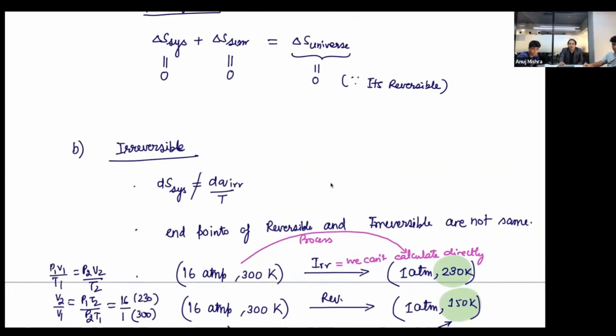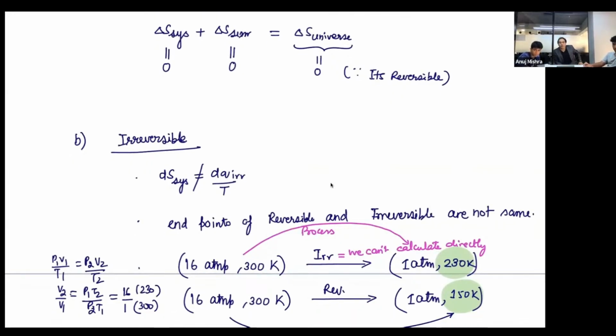16 atmosphere 300 Kelvin. You are going to 1 atmosphere 230 Kelvin. If it is reversible, you are going to 150 Kelvin. If it is irreversible, going to 230 Kelvin, right? अभी हमने 230 solve किया है. Reversible करते तो कितना आंसर आता? 150 Kelvin. Remember? So your end points are not same. If your end points were same, then my answer would have been same. If you go to 150 Kelvin, your answer would have been 0.